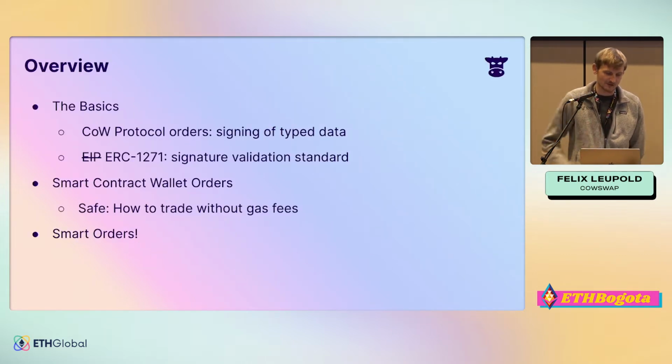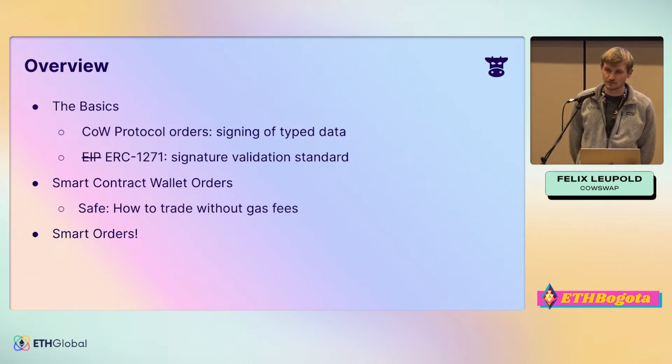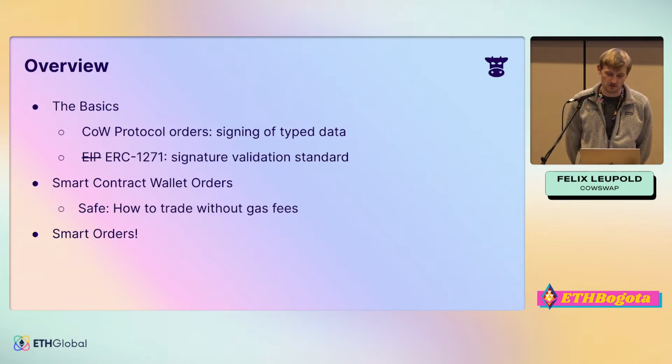But that's kind of the background. Happy to talk also at the booth over the advantages of CowSwap in particular. Today this talk will cover really ERC-1271, smart contract signatures, and we'll first cover a little bit the basics, how Cow protocol orders work usually, and why this doesn't really work for smart contracts.